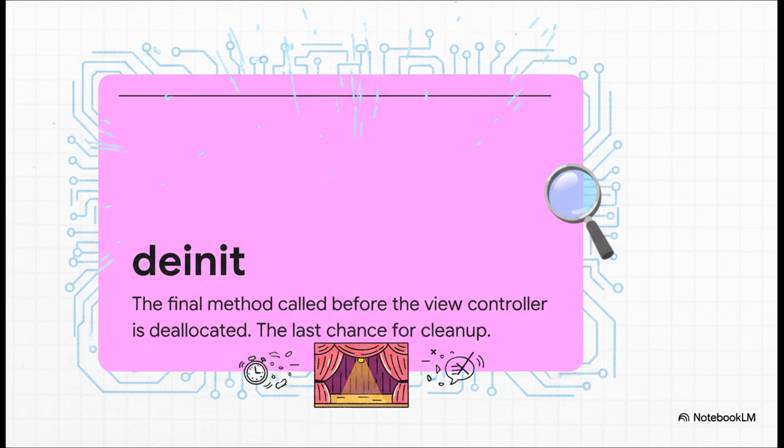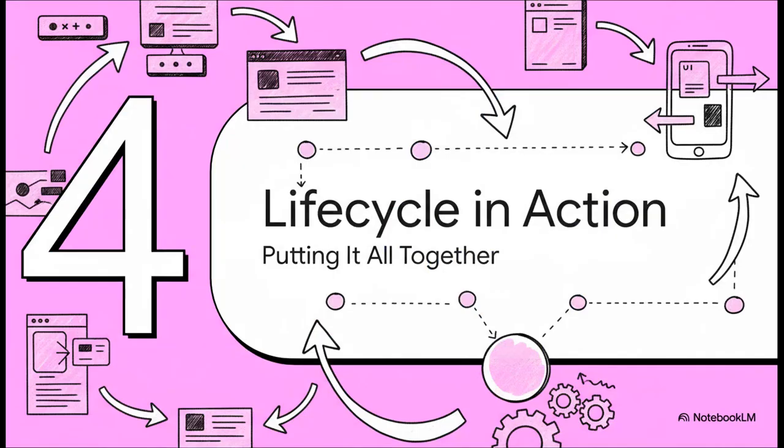And finally, the last stop, deinit. This is the absolute final method that gets called right before the view controller is wiped from memory for good. It's your last chance saloon for cleaning up anything that could cause a memory leak, like notification observers or timers. It's truly the final bow before the character leaves the stage. Phew! Okay, we've met all the players.